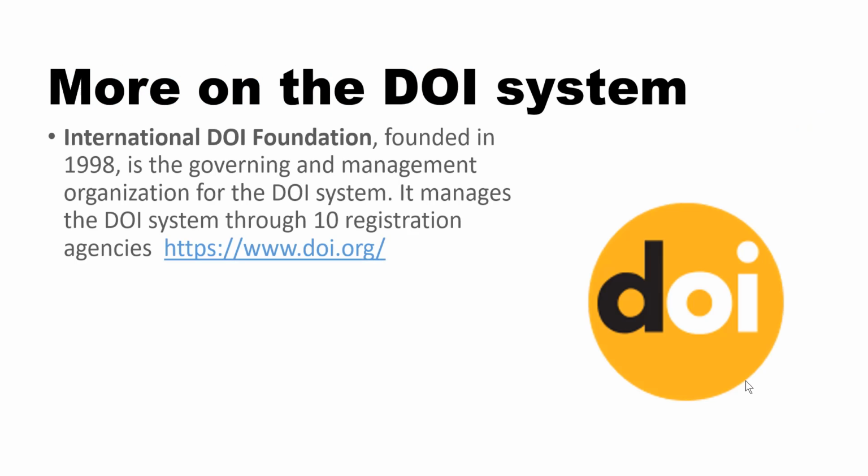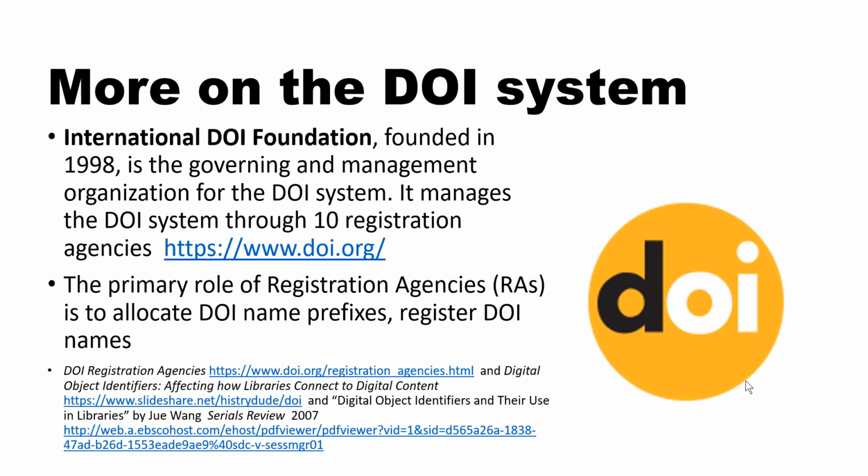Let's talk a little bit more about the DOI system. The International DOI Foundation, which was founded in 1998, is the governing and management organization for the DOI system. It manages the DOI system through 10 registration agencies. The primary role of these registration agencies is to allocate DOI name prefixes and to register DOI names.